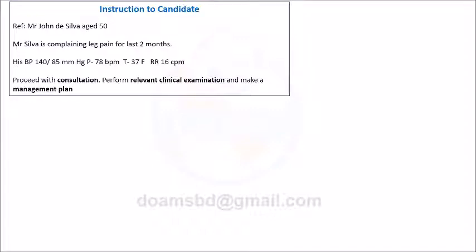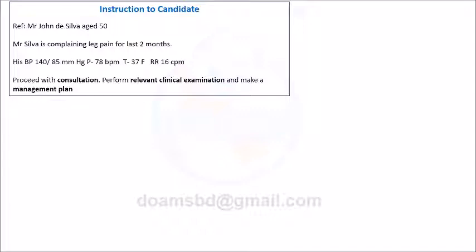Anyway, in the leg pain, you are telling only one, that radiating pain, lumbago sciatica so-called, right, doctor? Radicular pain. Yes. Other than this, what could be the possibility? Peripheral arterial disease. Could it be peripheral venous disease?